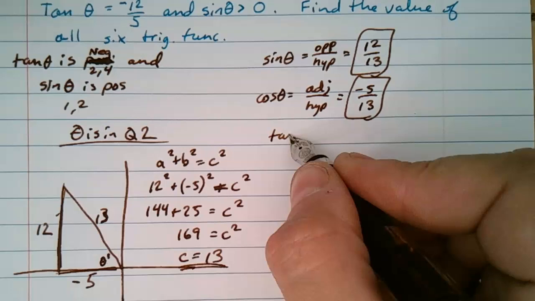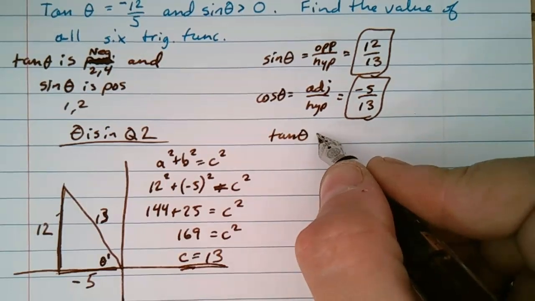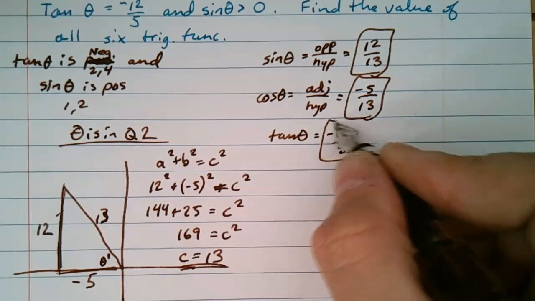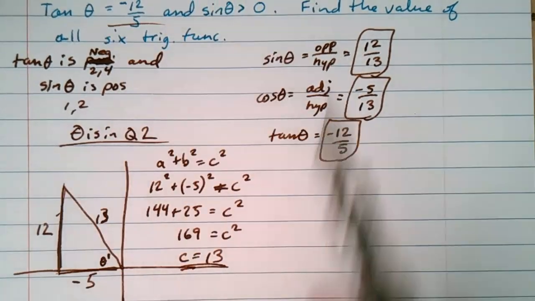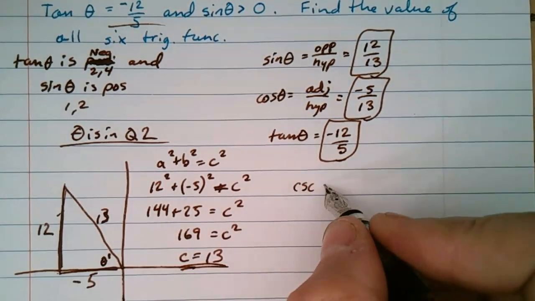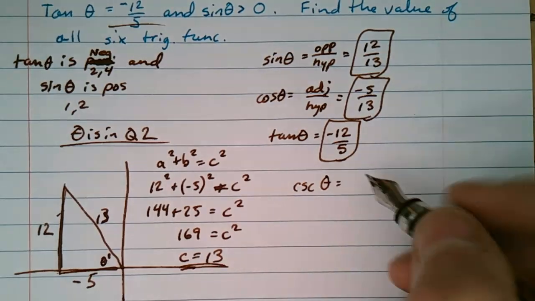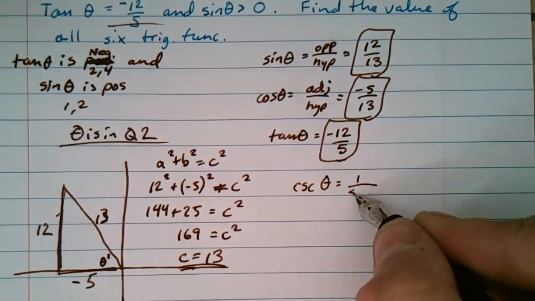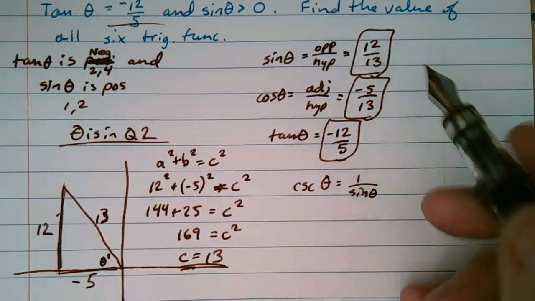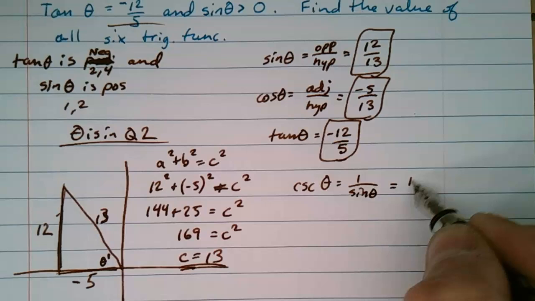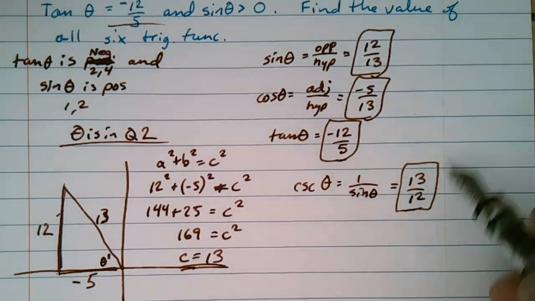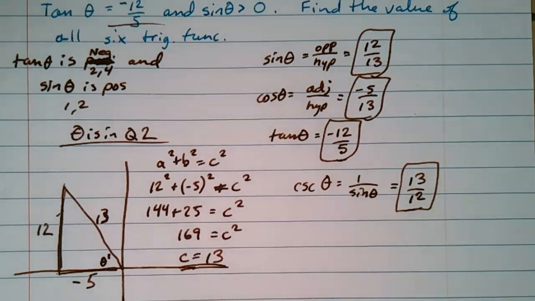Don't miss this one. I asked for all 6. What is tangent of theta? Don't miss that one. I literally gave it to you in the problem. Cool. What is cosecant of theta? Well, I'm going to cheat this time. Cosecant of theta is 1 over sine theta, which means what? Take that answer and flip it. 13 over 12. And if sine is positive, flip a positive number, you get a positive number.